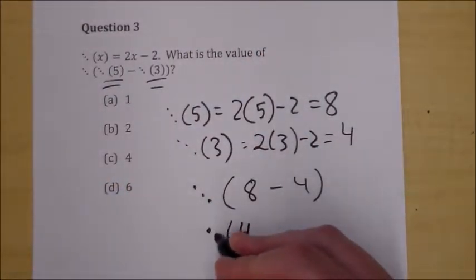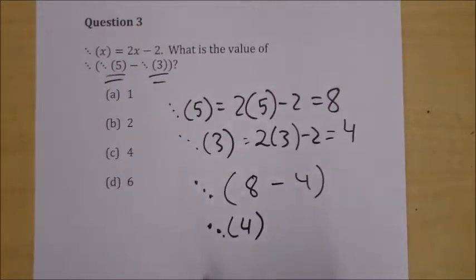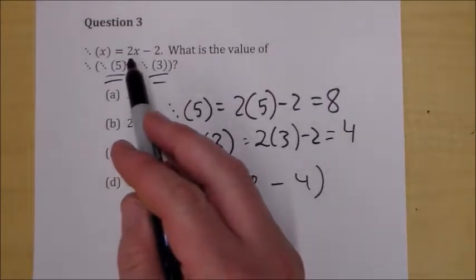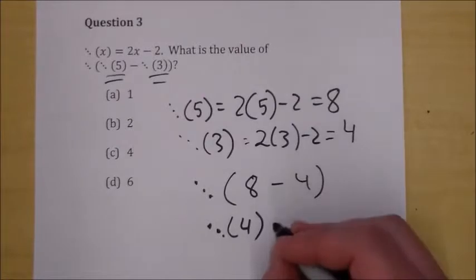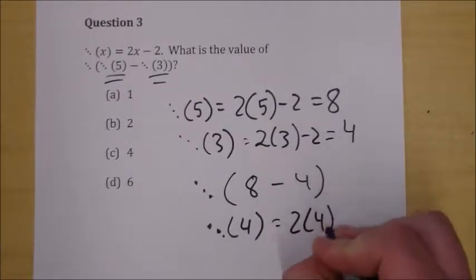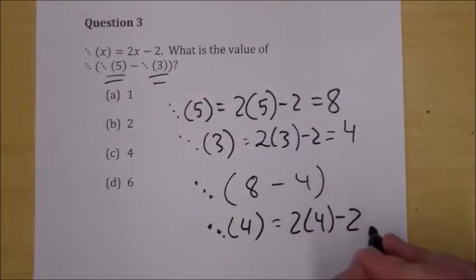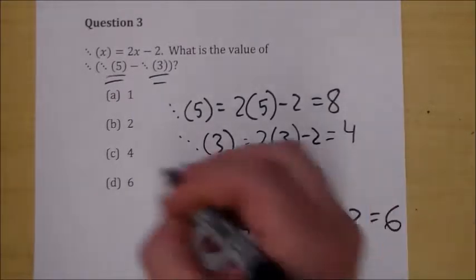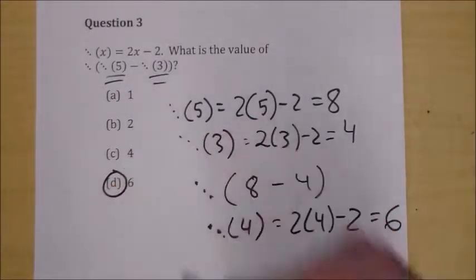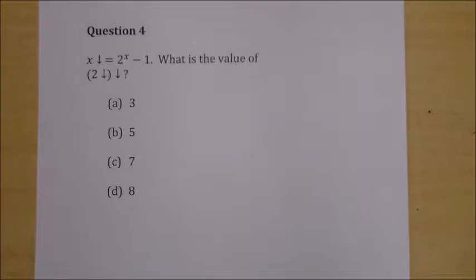Dot, dot, dot, 4. And now we're ready for the final one. Remember, dot, dot, dot equals 2x minus whatever, minus 2. So we have 2 times 4 minus 2. That's 8 minus 2 equals 6. We are good to go. Okay, that last one was fun.